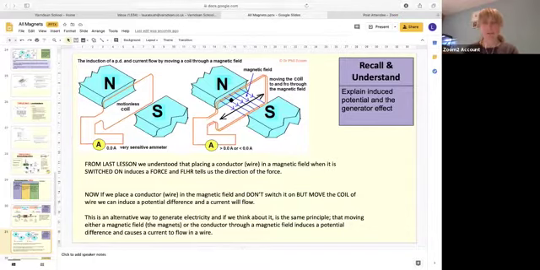Now with the generator effect, I have a complete circuit, but it's not connected to a power supply. If I am using a turbine to move this coil, it will interact with the field lines of the permanent magnet. I'm pushing it through these field lines backwards and forwards, or rotating it round. Okay, and that then causes an induced potential difference within that coil of wire. It's an alternative way to generate electricity, than the one of moving the magnet.